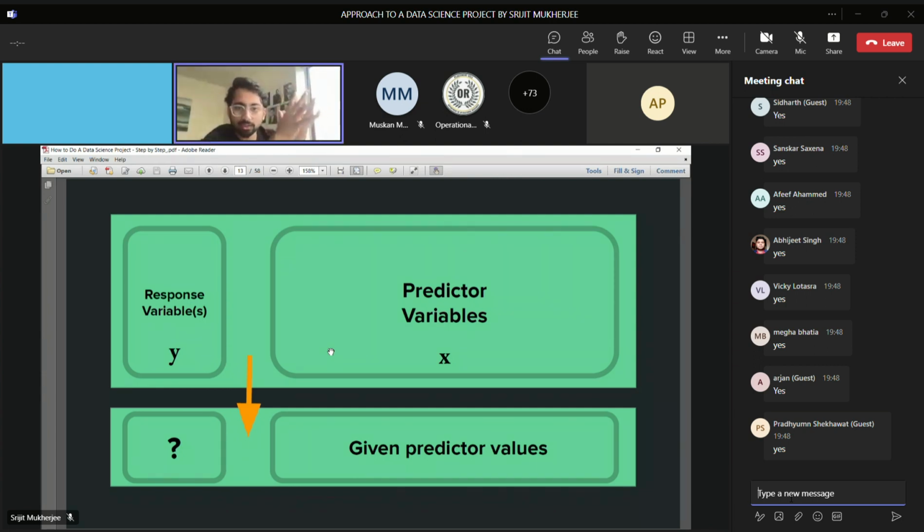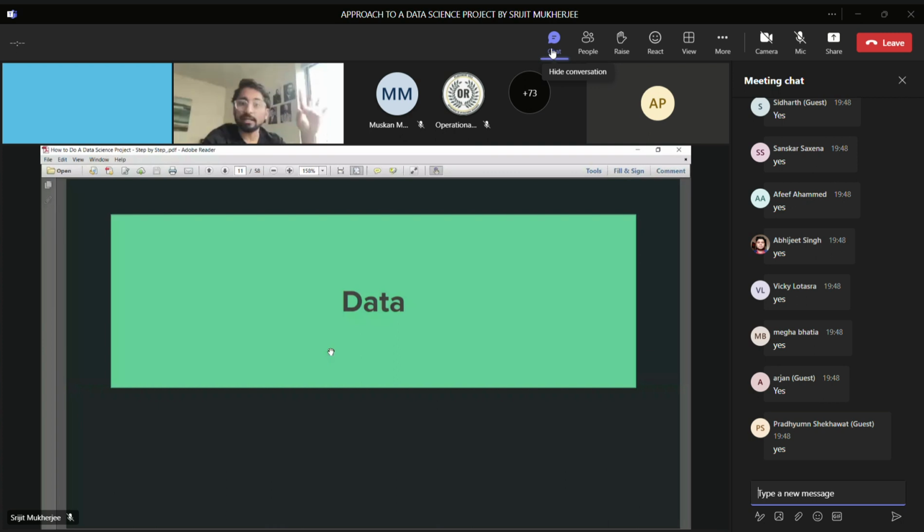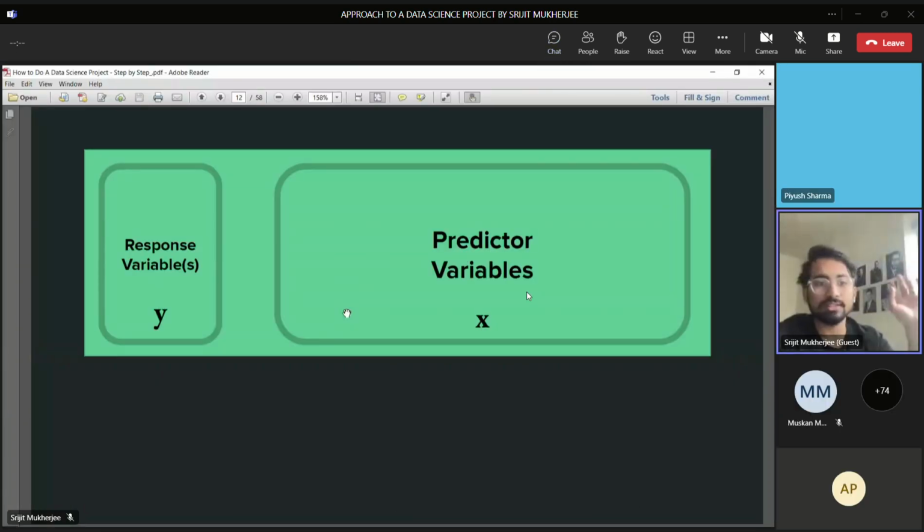So let me explain it to you once again. We have a data set. It's a tabular form data set. You divide it into two parts, let's say the response variable and the predictor variables. The response variable is one column, and the predictor variables are the rest of the columns.